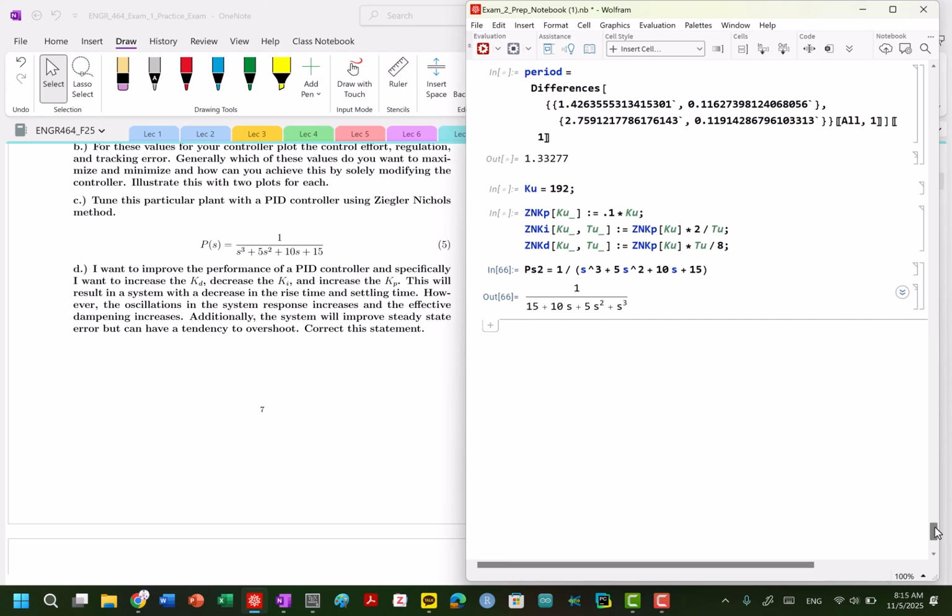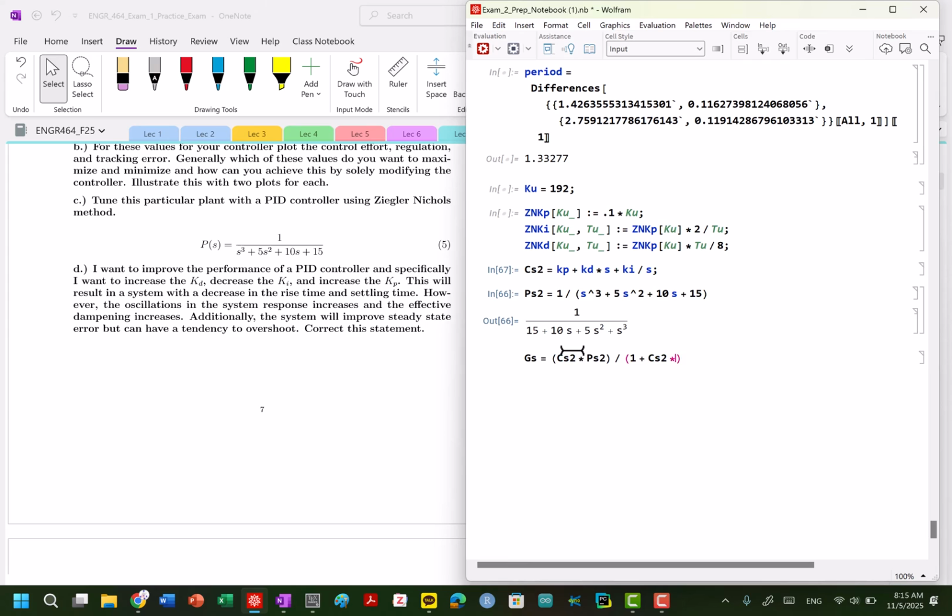So now we need to start to tune this particular plant. When you're using the Ziegler-Nichols method, remember that our first step in this process is we are going to give it a controller, and our controller is going to be our full PID controller. So CS2 is going to be equal to KP plus, let's just do KP plus KD times S plus KI divided by S. So our system, our G of S, will still be CS2 times PS2 divided by 1 plus CS2 times PS2.